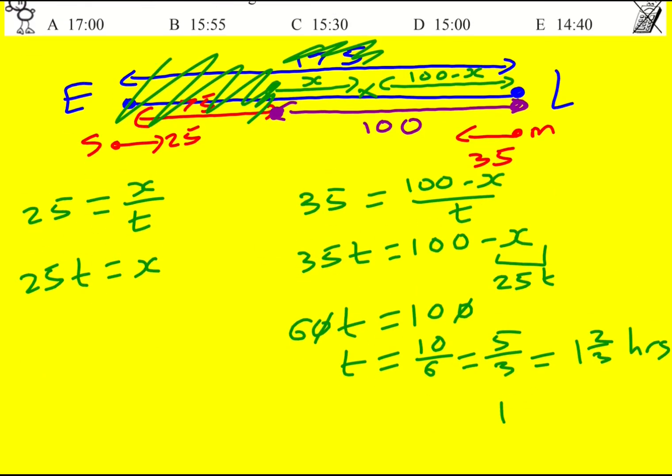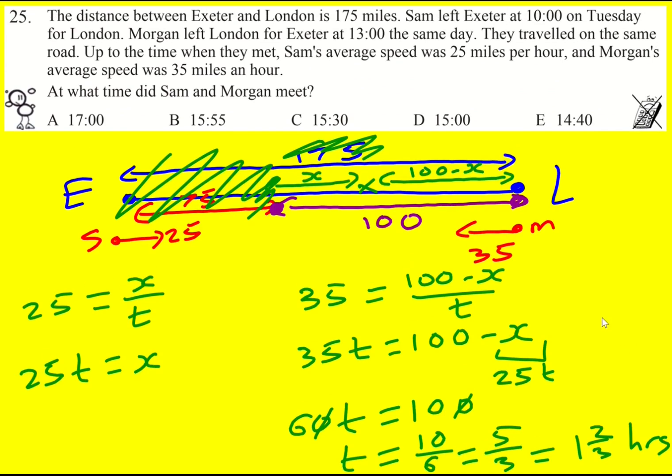1/3 of an hour is just 60 divided by 3, it's 20 minutes. So 2/3 of an hour is 40 minutes. So it's 1 hour, 40 minutes. Now remember, we started the clock at 1 o'clock here. Okay, after Sam had moved for 3 hours, that was the start of our problem.